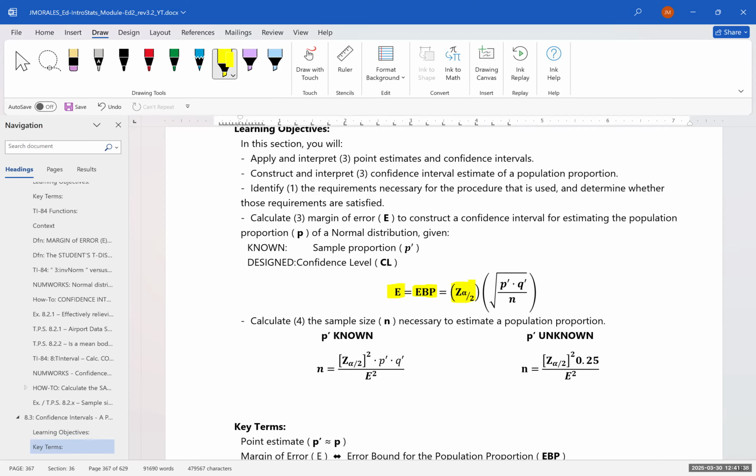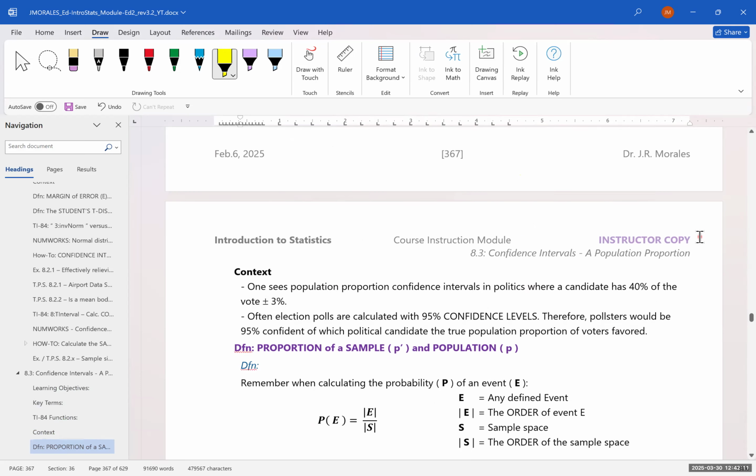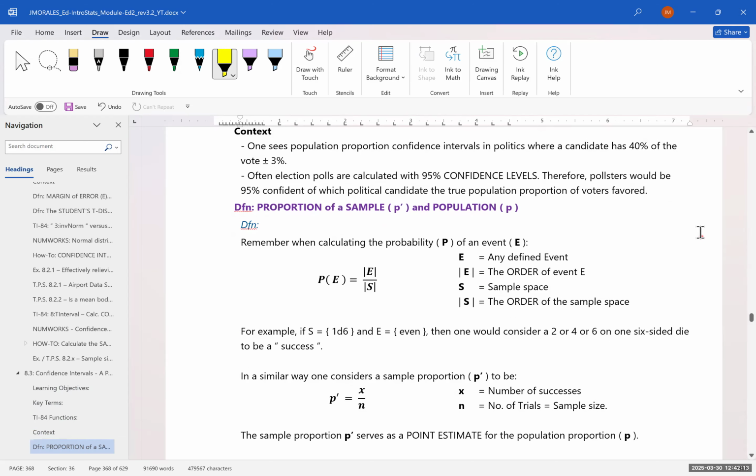We'll get into what P prime and Q prime means here in a minute. And then you're also going to be calculating sample size, and there's two different equations for sample size, but it's based on whether you know the sample proportion or not. All right, so that's really all there's going to be to it in terms of proportions. So let's start into that here.